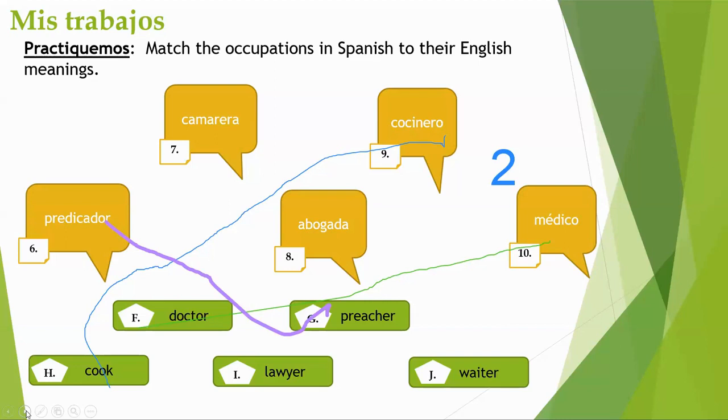Number 8, abogada. ¿Cómo es? You could tell me what it is. Okay, number 8 is lawyer. It is lawyer. Abogada is lawyer. Muy bien. We have another one. Camarera, obviously, is the last one. So camarera is waiter. Okay? Camarera is waiter.